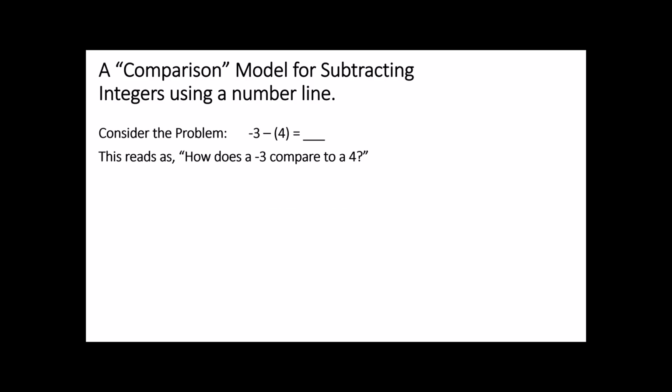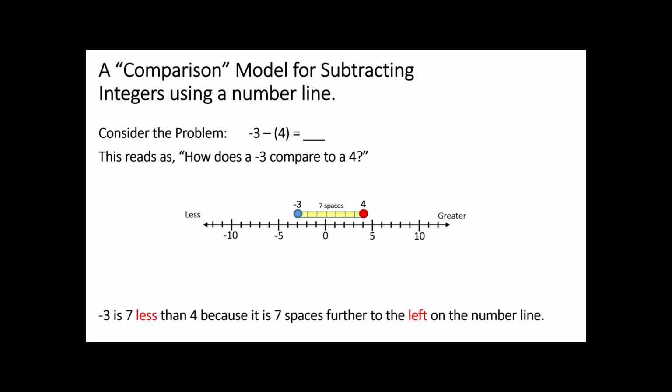How about this one? How does a negative 3 compare to a 4? A negative 3 is here. A 4 is here. There are 7 spaces in between. How does a negative 3 compare to a 4? Well, a negative 3 is 7 less than a 4 because it is 7 spaces further to the left on the number line. Since it's less than 4, we would call it a negative 7.